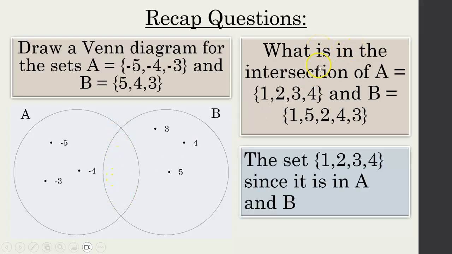Okay. What is in the intersection of A and B? Well, the set 1, 2, 3, 4, since it's in A and B. Because look, 1, 2, 3, 4, and 1, 2, 3, and 4. 5 is not in A, but they do have 1, 2, 3, and 4 in common. So if I were to draw it out with the two sets in a Venn diagram, the bit where they overlap would be 1, 2, 3, 4, or we call it the intersection.